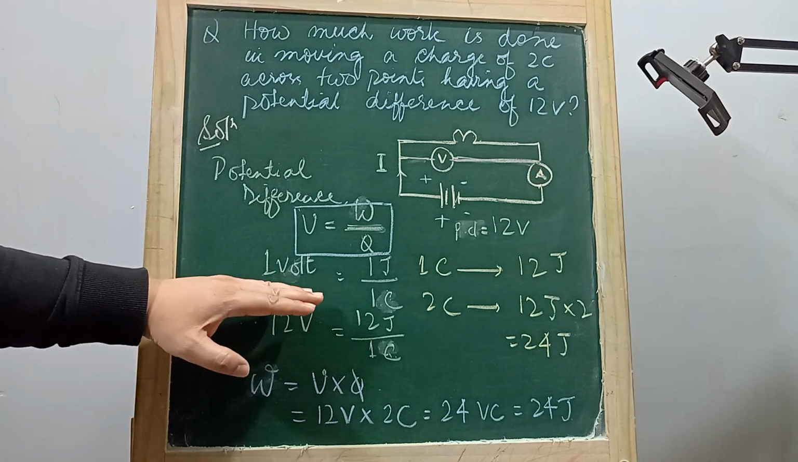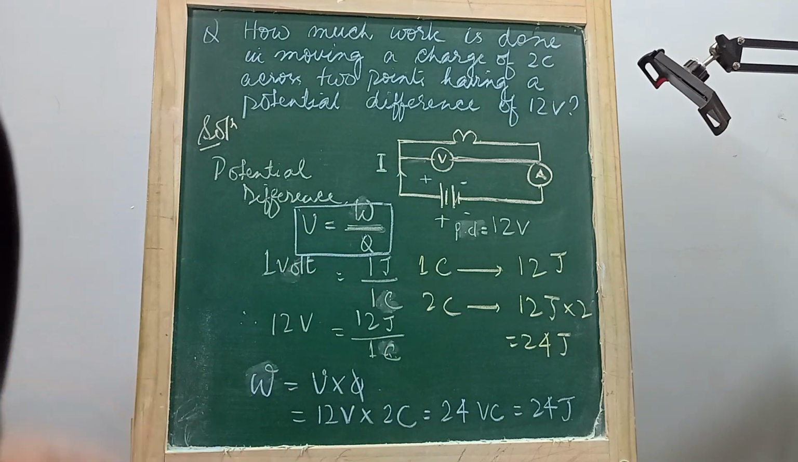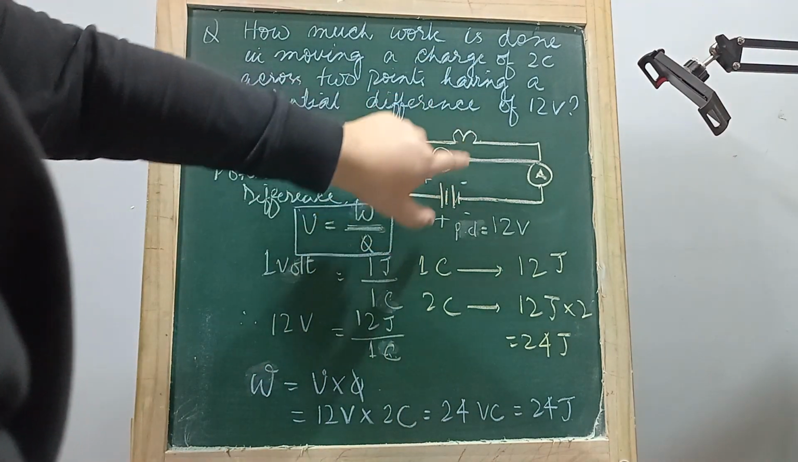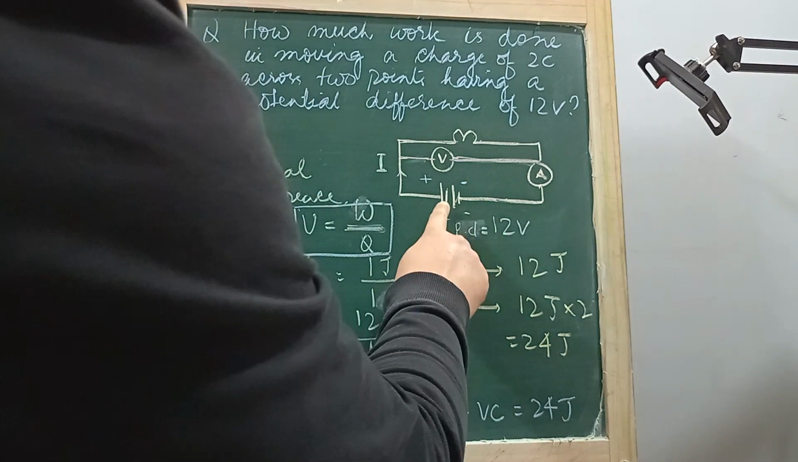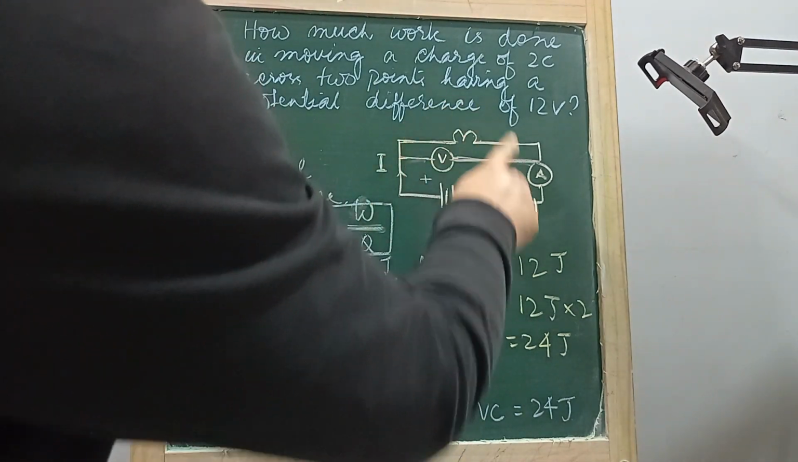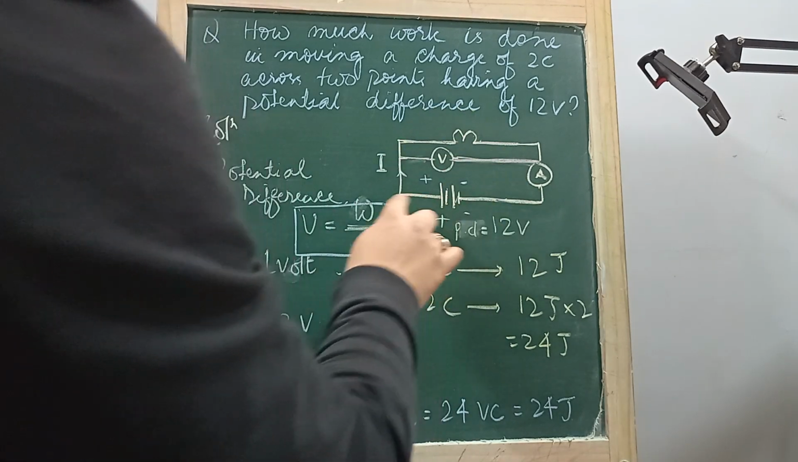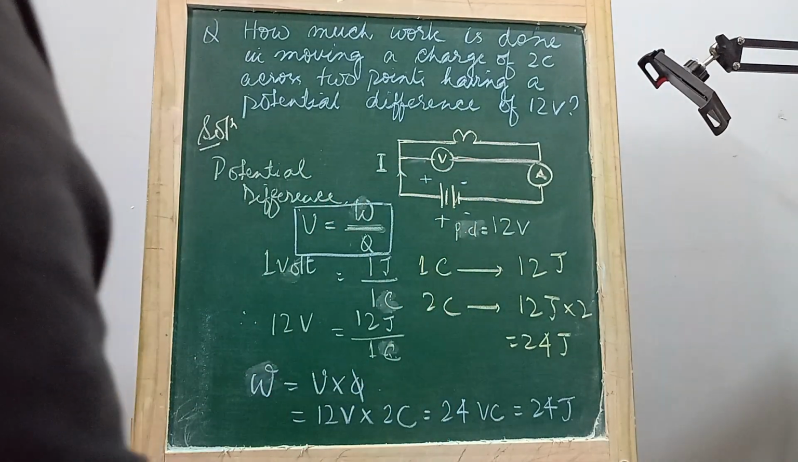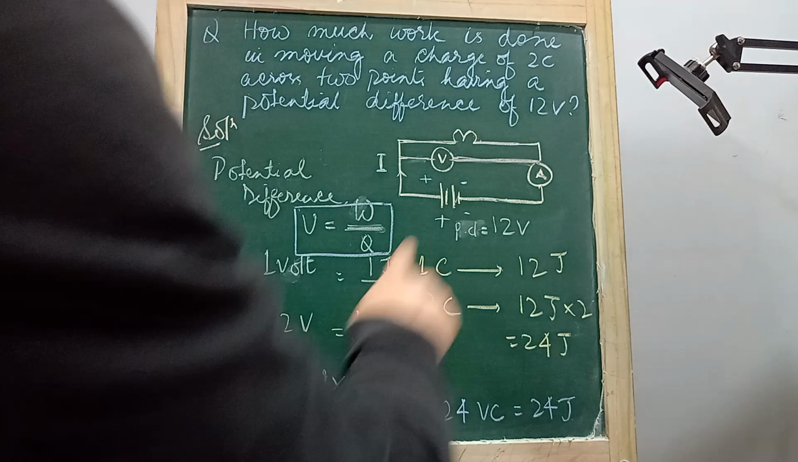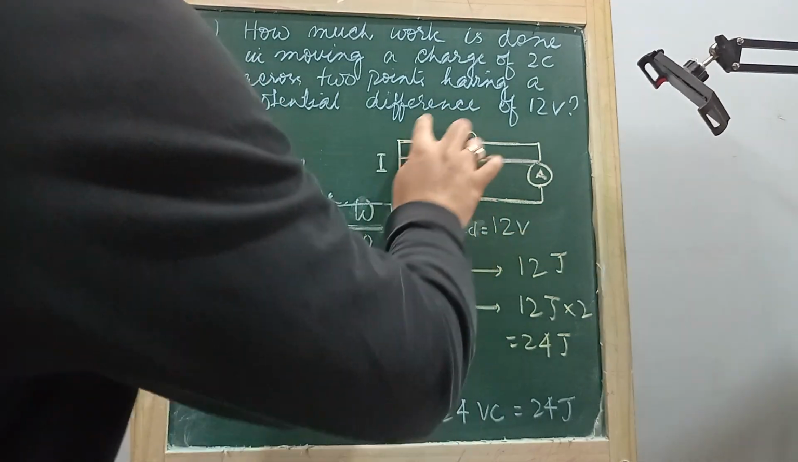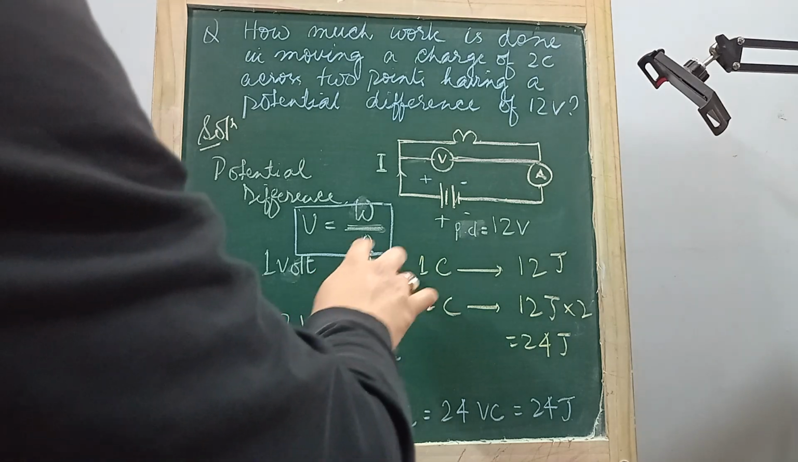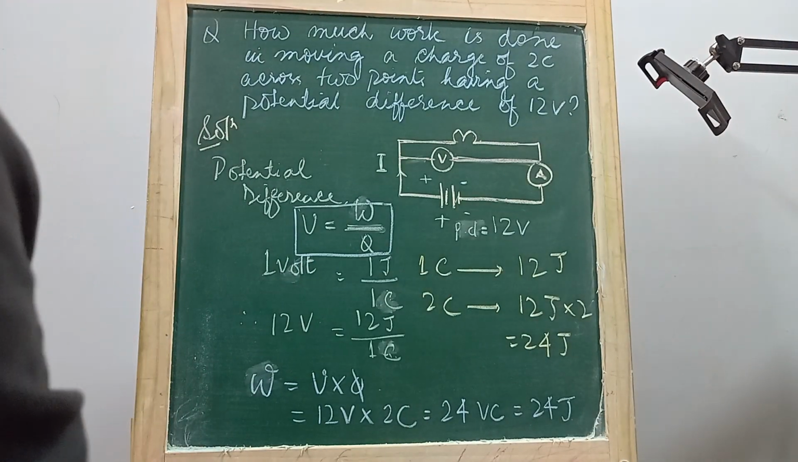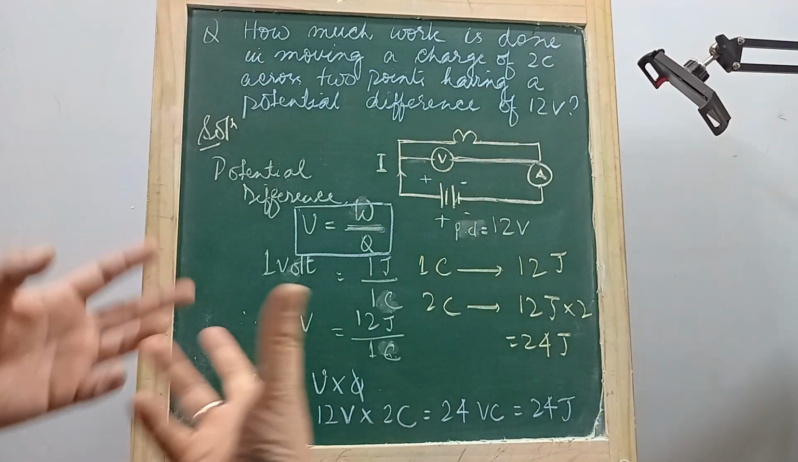So what does a potential difference of 1 volt mean? If the battery is able to maintain a potential difference of 1 volt, it means that in moving every coulomb of charge around the circuit, 1 joule of energy is consumed. That means the potential difference maintained is 1 volt.